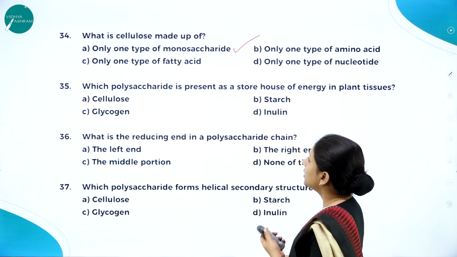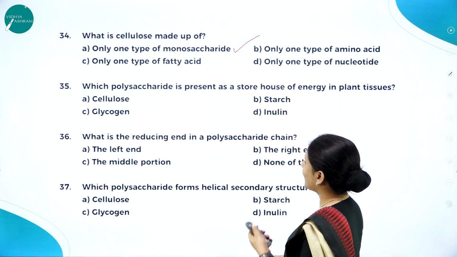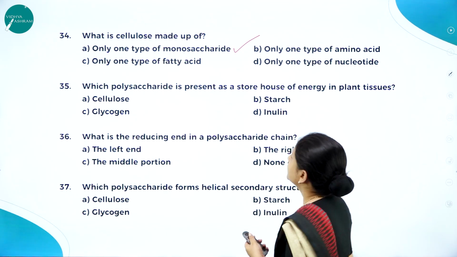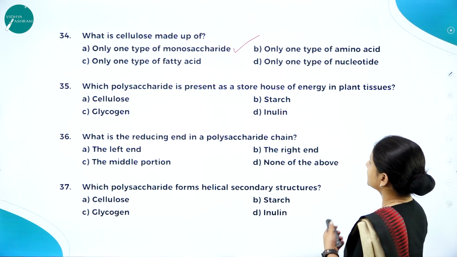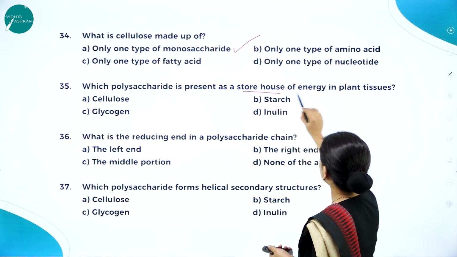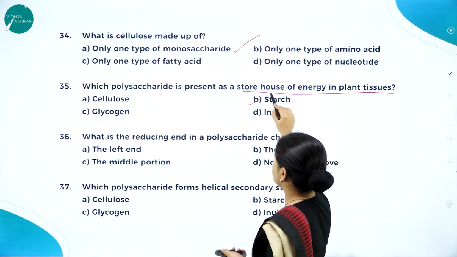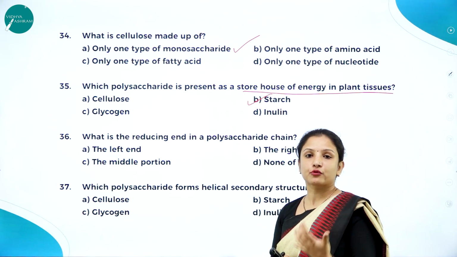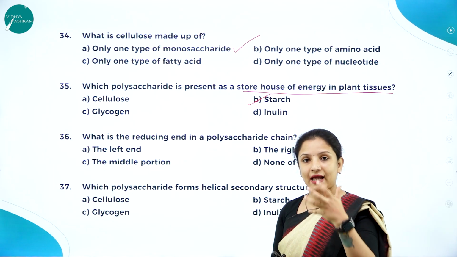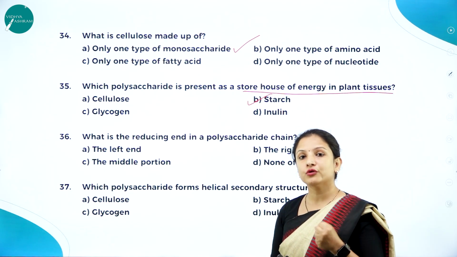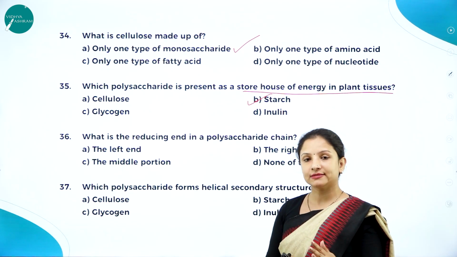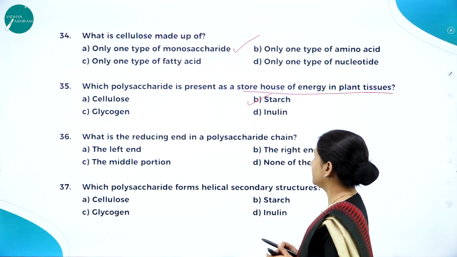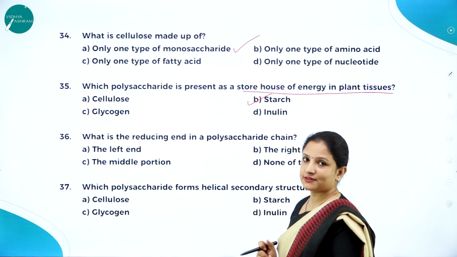Option A. Next question. Which polysaccharide is present as a storehouse of energy in plant tissues? It is starch, because whatever glucose is produced during photosynthesis, the excess glucose gets stored in the form of starch, and whenever it is required, it gets converted into glucose and travels to different parts of the plant body. Therefore, it is stored in the form of starch.